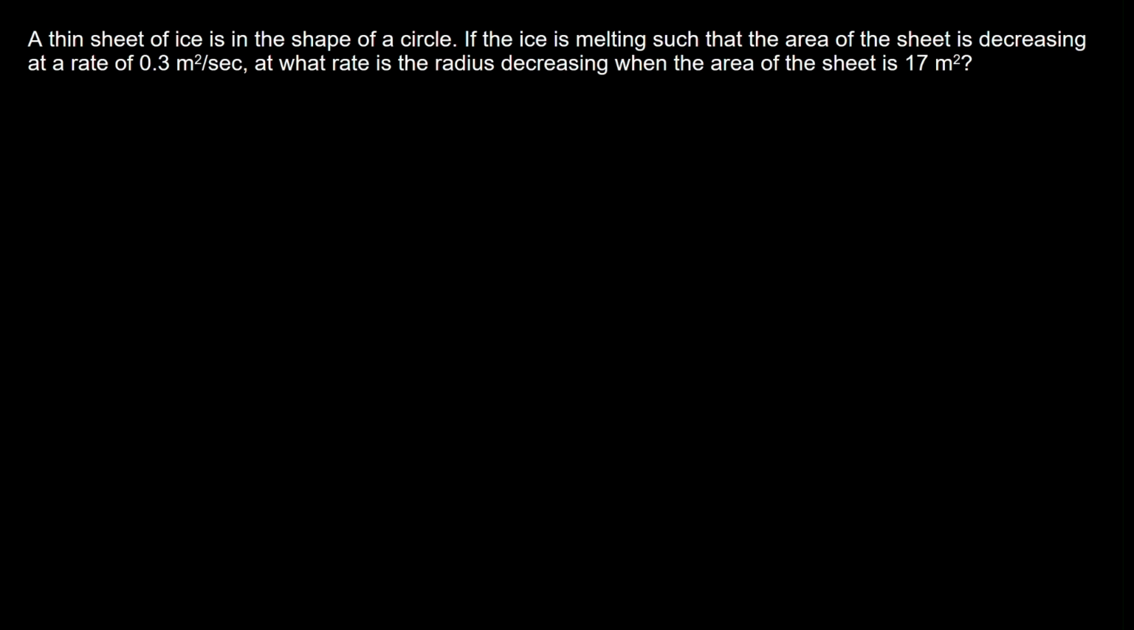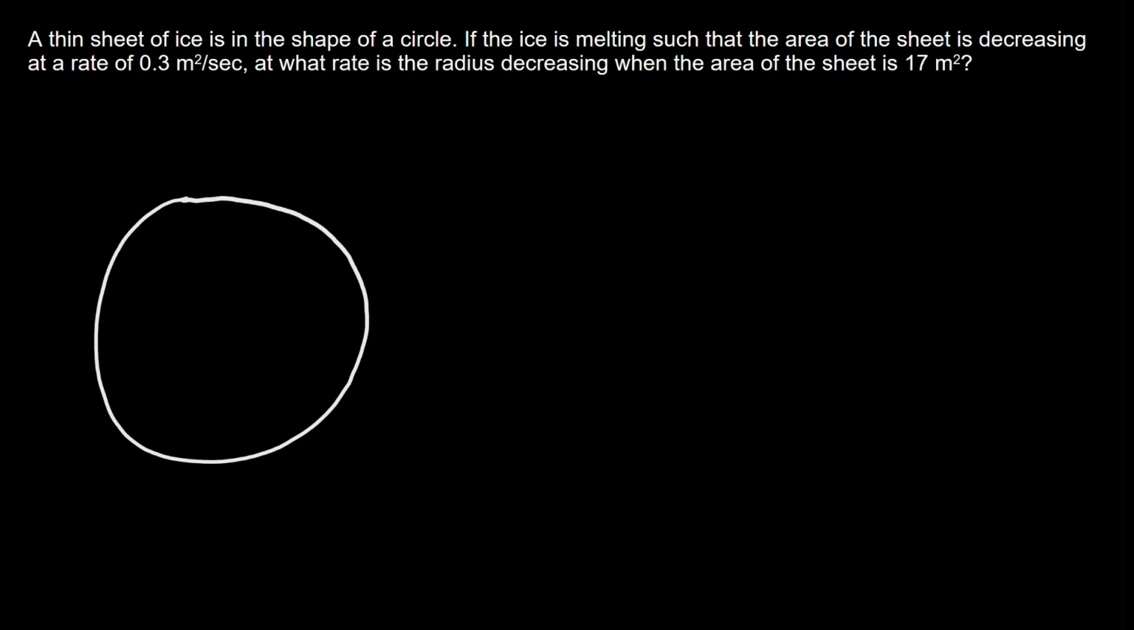A thin sheet of ice is in the shape of a circle. If the ice is melting such that the area of the sheet is decreasing at a rate of 0.3 meters squared per second, at what rate is the radius decreasing when the area of the sheet is 17 meters squared? So let's draw a quick diagram.